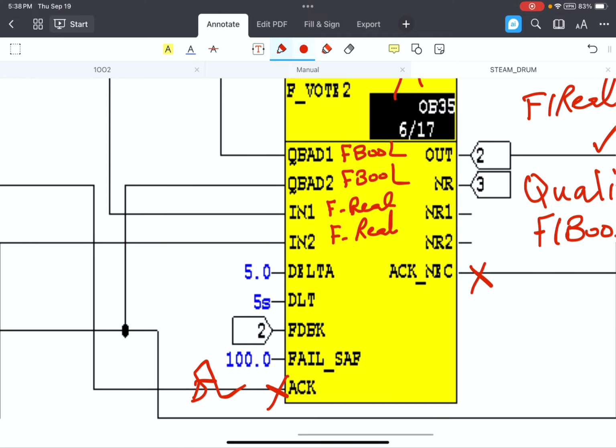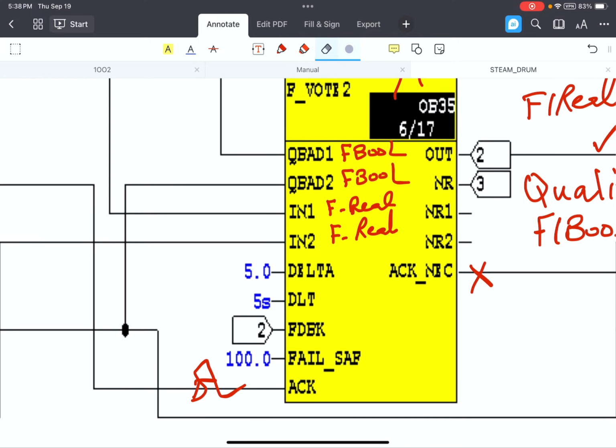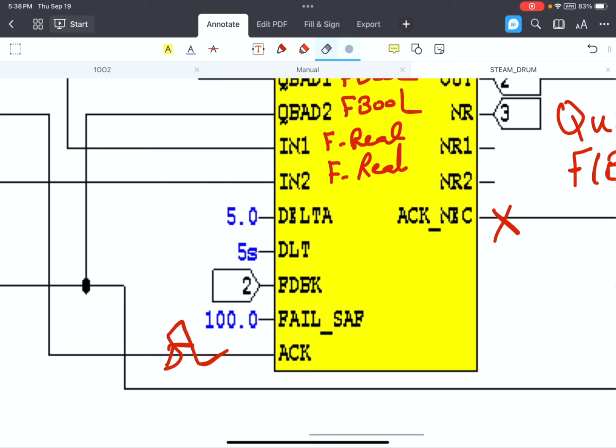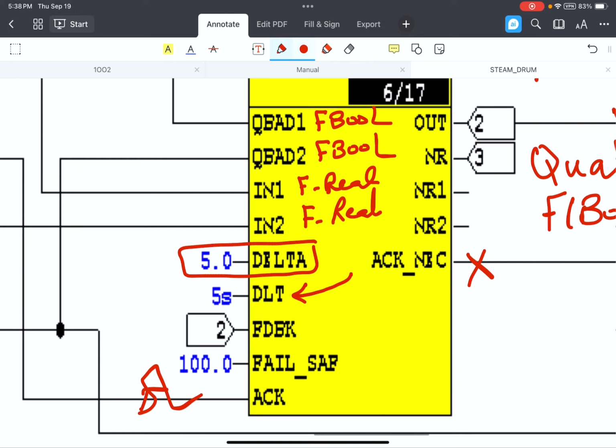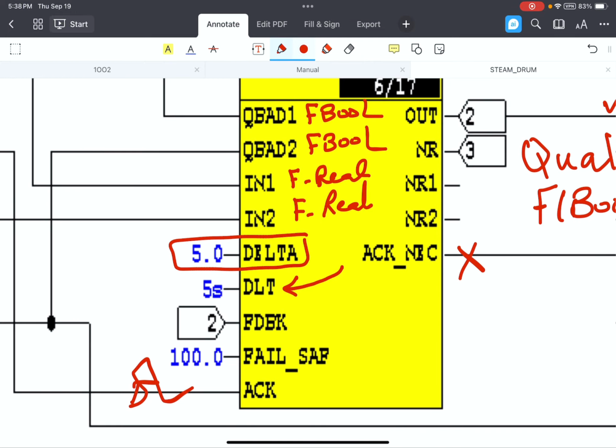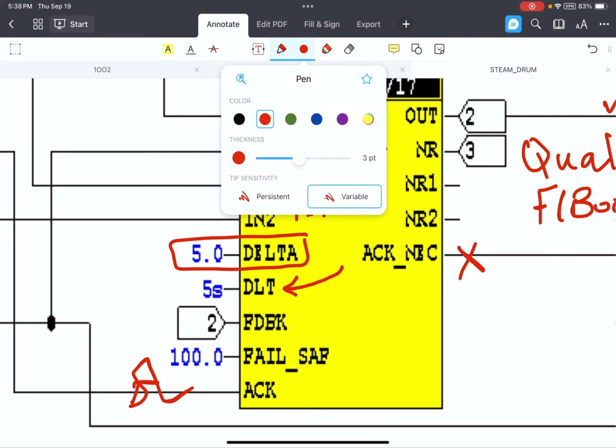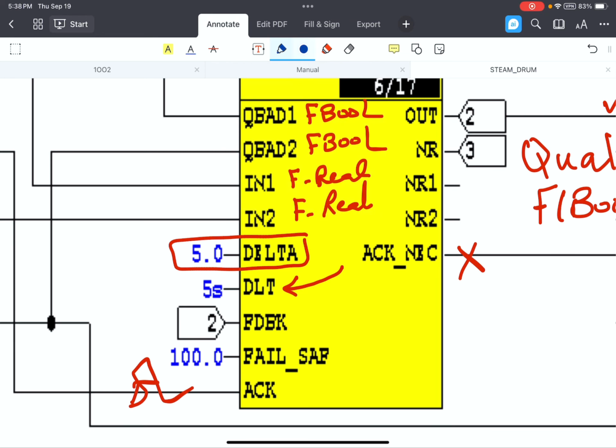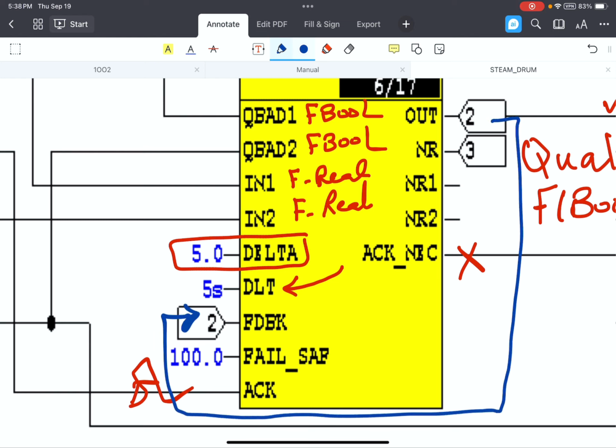The other parameters are a delta of 5% for deviation monitoring, and a delay time of 5 seconds. For feedback, there are some limitations for block processing in F block types. So we need the connection from output to input. Let me just change the color. So we just need to report the output into the feedback.